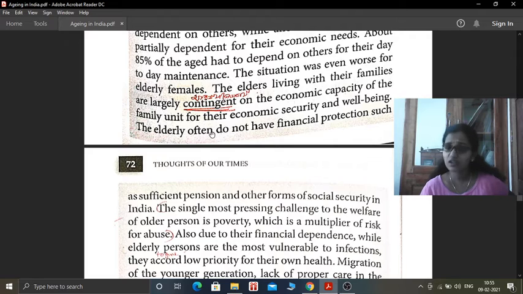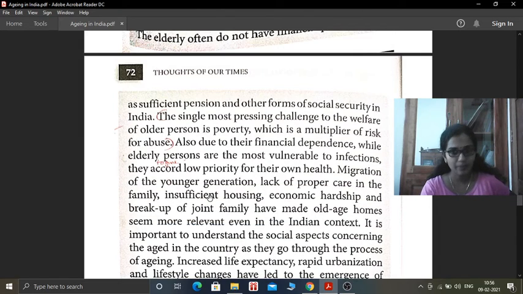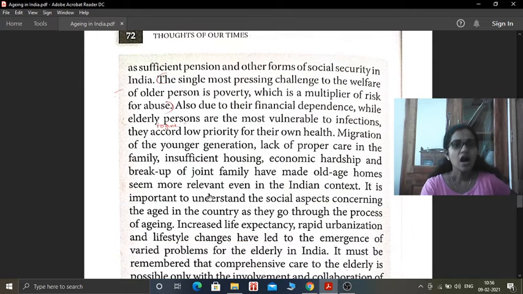So this essay was written in 2016 and now it is 2021, almost 5 years have gone. But what I have to say is, the situation is changing in the country, because now many governments, even the central and state governments, are providing some pensions to the elderly people. So I think it's a hope for the elder people, for their bright future. But compared to developed countries, still the situation of elder people in India or other developing countries is so poor. The single most pressing challenge to the welfare of older persons is poverty, which is a multiplier of risk for abuse. So another problem is poverty, and many elder people are getting abused.